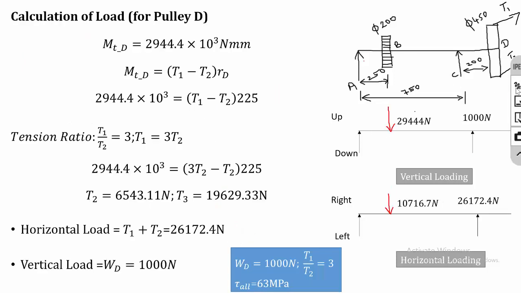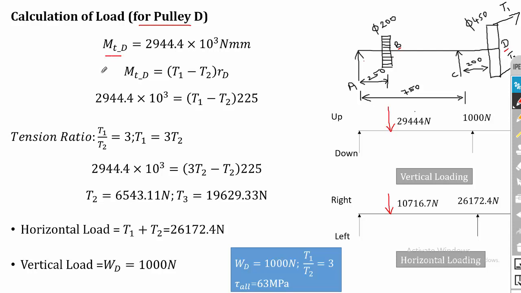Then the next one is forces acting on pulley. So first we have considered B. Now we have to consider the D. So the torque is same. So you can substitute the value of torque. MTB is equal to 2944.4 into 10 power 3.